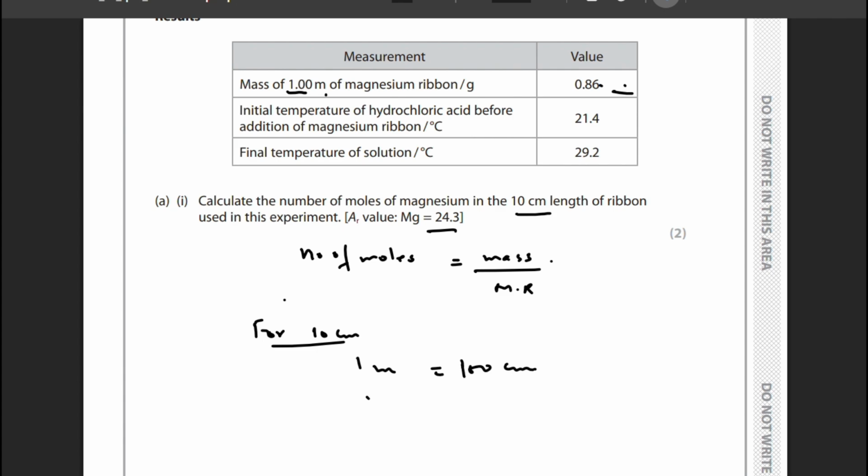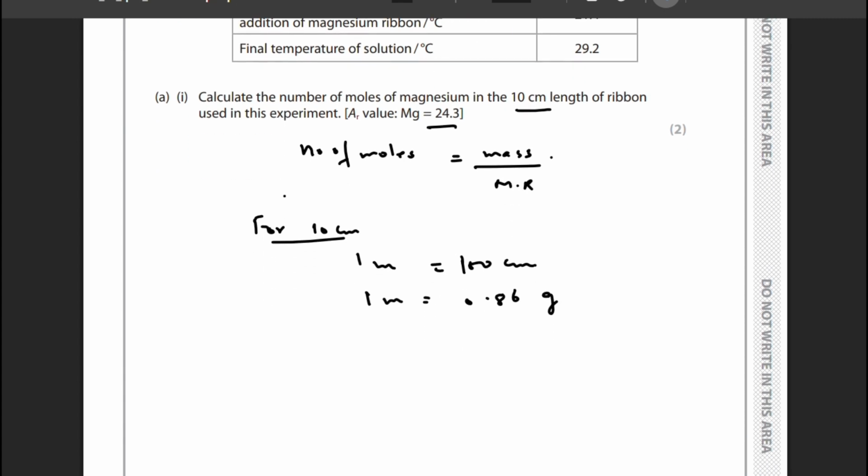And we have the mass of 1 meter, that is 0.86 grams. So 10 centimeter will be equal to 0.1 meter. So the mass will be 0.1 into 0.86. So the mass will be 0.086 grams.